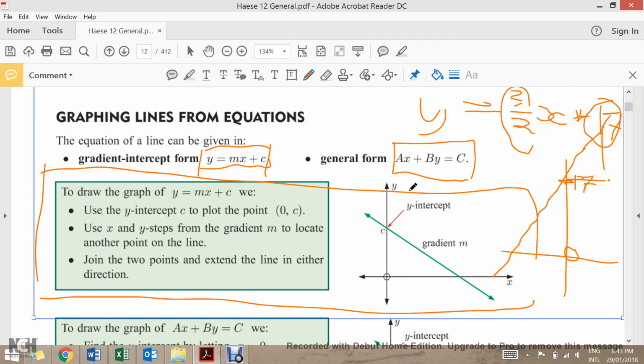Out of interest, that point there would be 2 in the x, because we started at 0 in the x here, and we went across 2, so we're now at 2. We started at 17 in the y, went up 3, so we're now at 20.